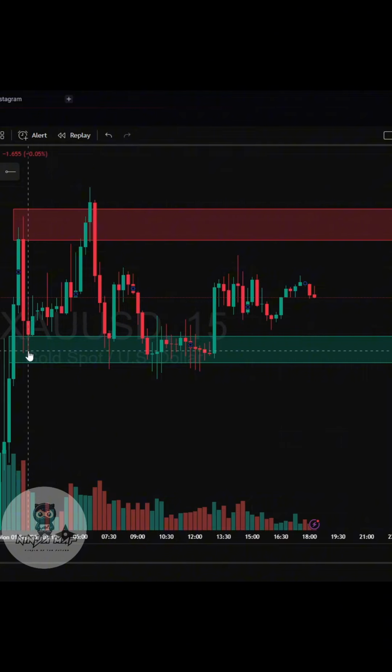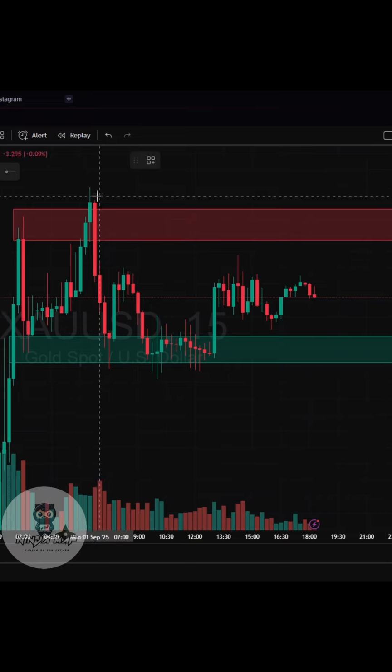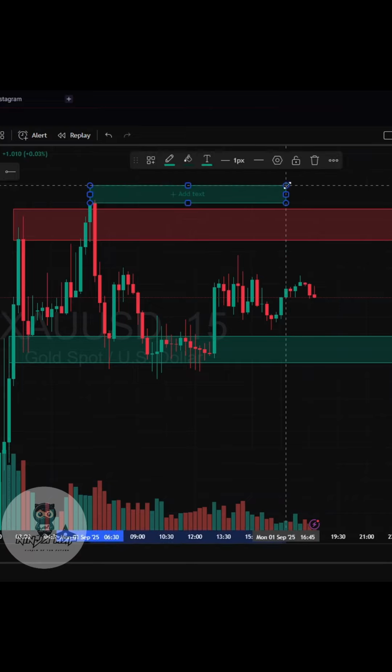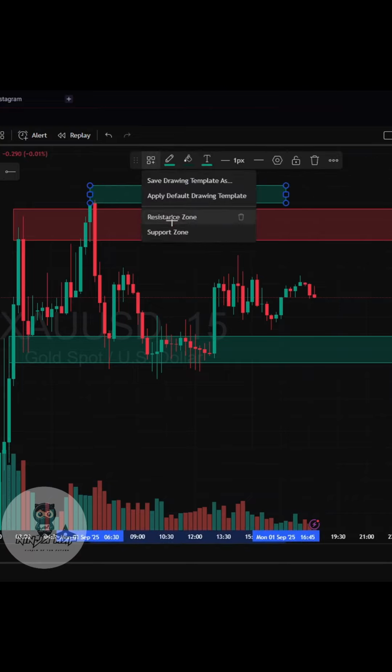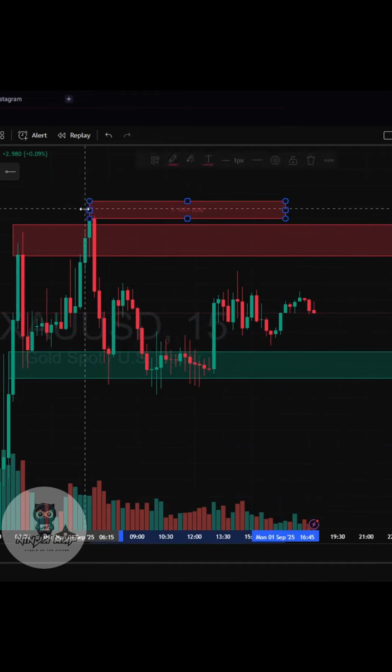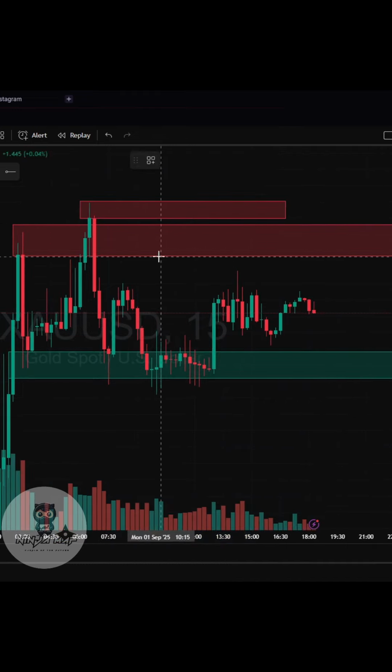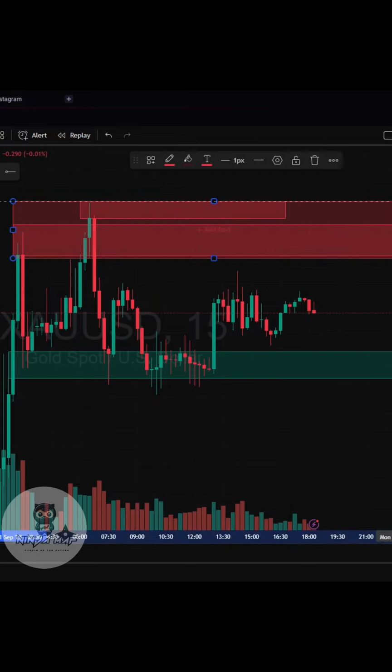So as you guys can see, when price retraced up to this supply zone, it had another bounce off at the top here. So realistically, this is a supply zone as well. But if price comes up and retraces up here, this whole thing becomes a resistance.